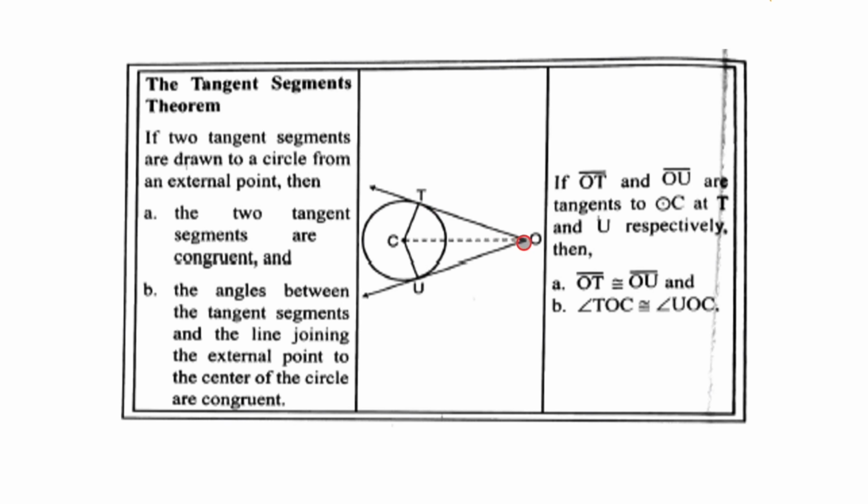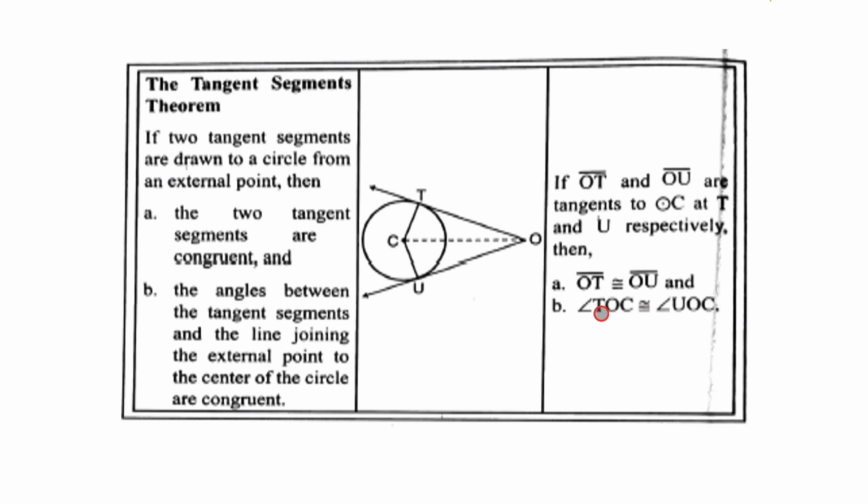So ito yung tinatawag natin, ito yung external point. Tapos meron tayo ditong from O to T, then from O to U. So sabi dito, if segment OT and segment OU are tangent to circle C at T and U respectively, then segment OT is congruent with the segment OU. So kung ano yung magiging value nito sa OT, magiging value din siya or magiging sukat din ng OU.